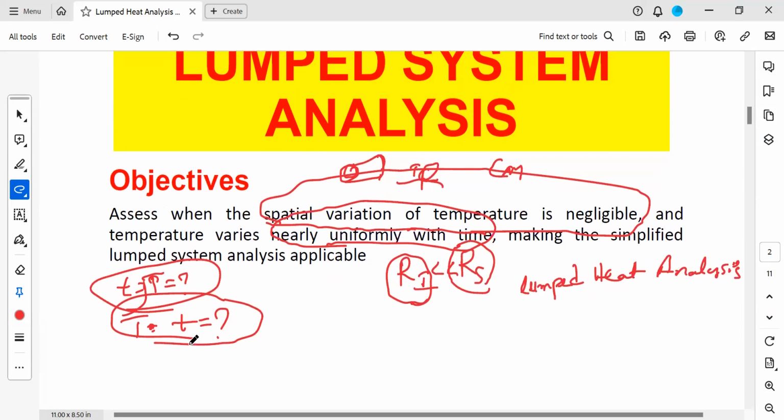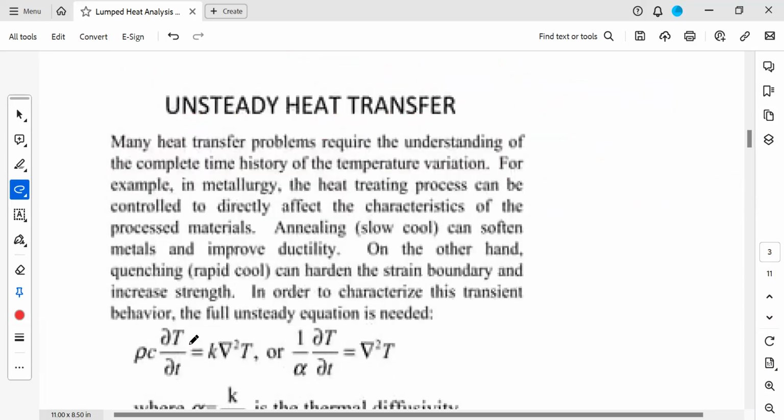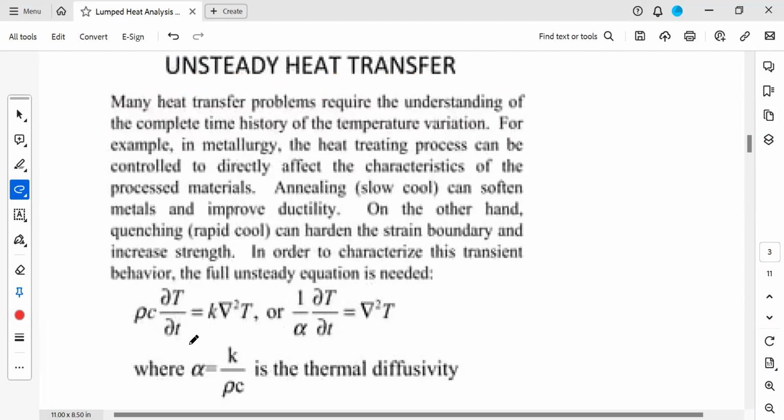Next, in metallurgy, you will find many heat transfer problems that require understanding of the complete time history of temperature variation. There are processes like annealing and quenching. Annealing, slow cooling, can soften the metals and improve ductility, whereas quenching, rapid cooling, can harden the grain boundary and increase the strength.